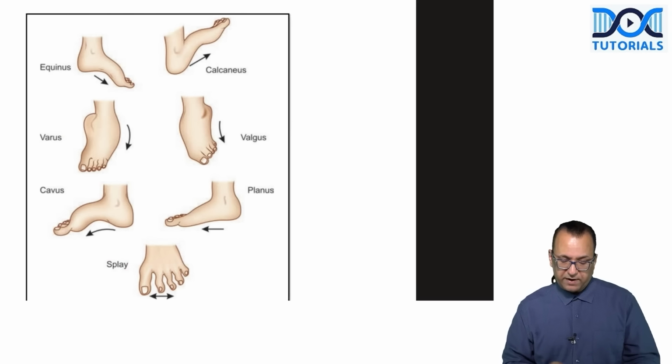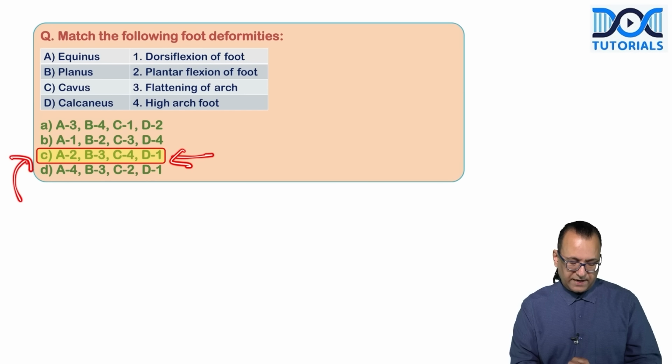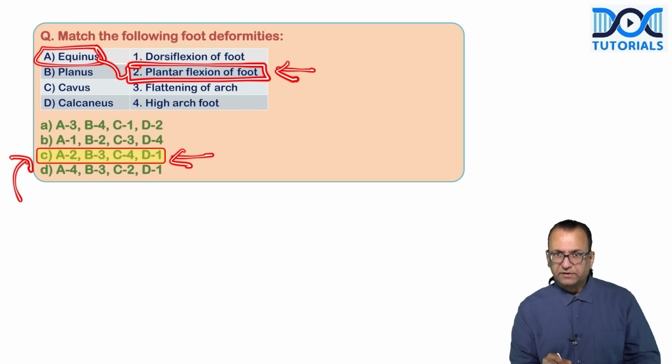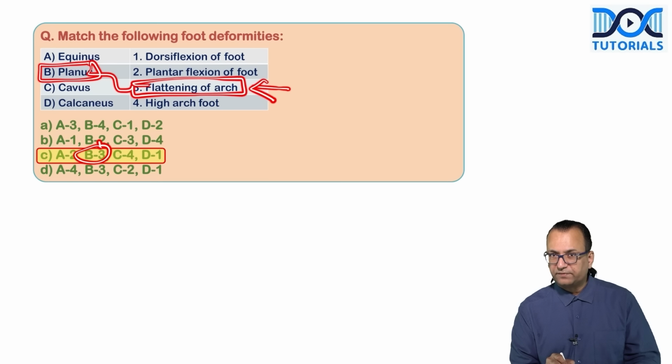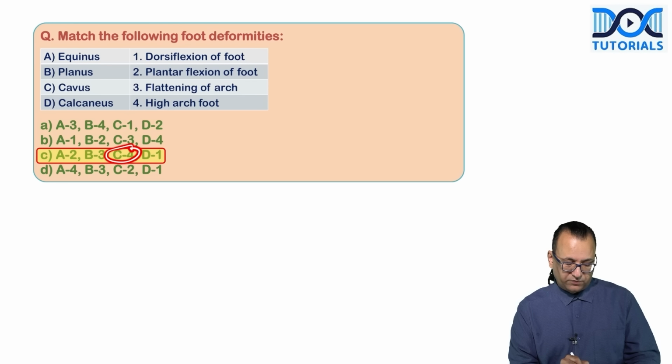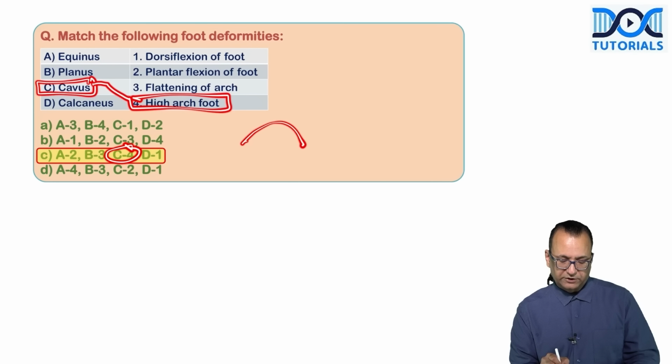So keeping all that in mind, we have taken our matching as A2, equinus, plantar flexion of the foot. The heel is high in the air and the patient is walking on toes. Then B is 3. Planus is flattening, flat foot, cannot walk, jump, run properly. C is 4. That is cavus. It is cave-like, means like this. So high arch of the foot, especially the medial longitudinal arch becomes very high.